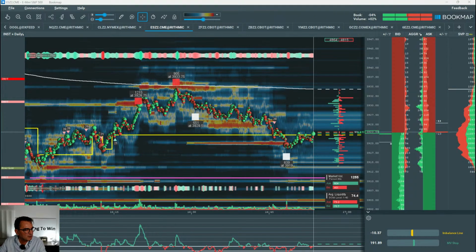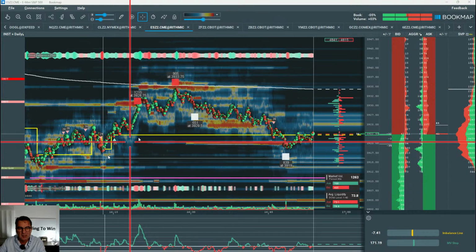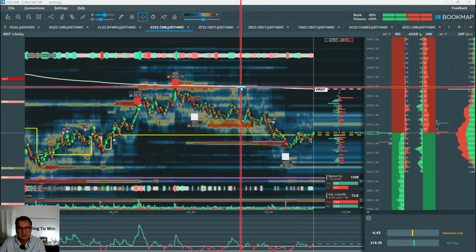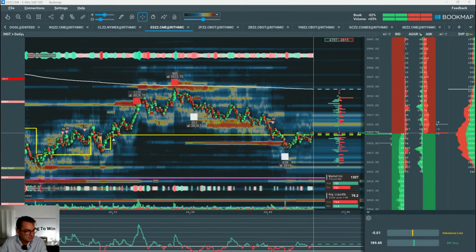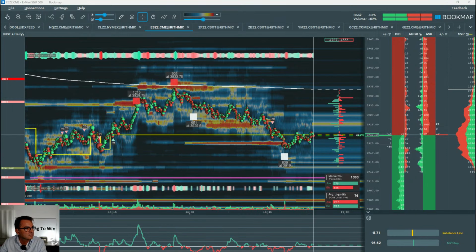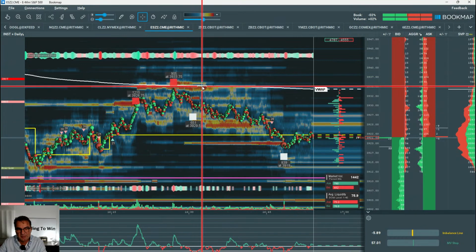Hiram is asking, Walter, what are the white lines in your chart? I suppose you are referring to this white line. This is the VWAP, the volume weighted average price.